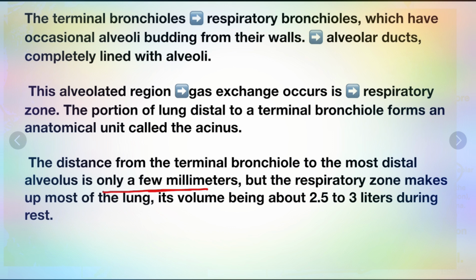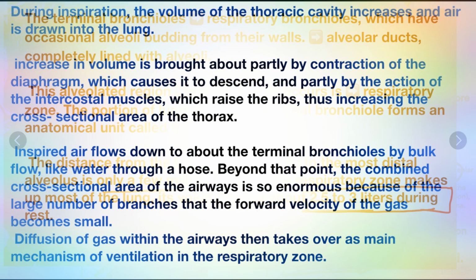Its volume is 2.5 to 3 liters during rest. So the volume of the respiratory zone is 2.5 to 3 liters, while the total lung volume is around 4 liters. Very, very important, around 4 liters. But the volume of the respiratory zone is 2.5 to 3 liters during rest.